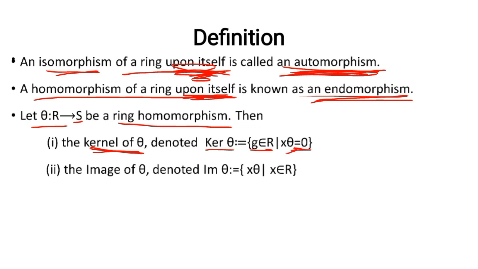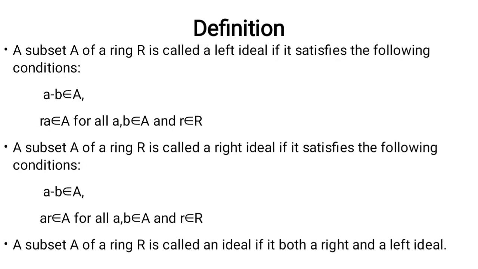The image of theta, denoted im theta, is all the maps theta of x, where x is taken from the ring R. So that's how to define the image, and that's how to define the kernel of theta. Remember, theta is a ring homomorphism. These are definitions you need to know. There is other information you might get in your lecture notes, but for now, this is what I present to you. So we go straight into what we call an ideal.